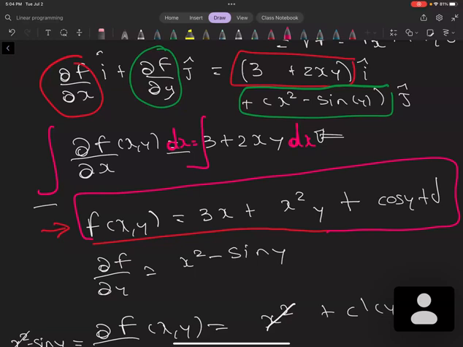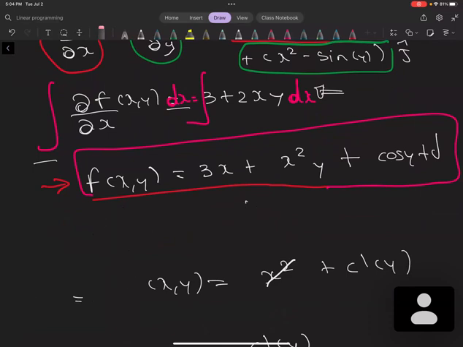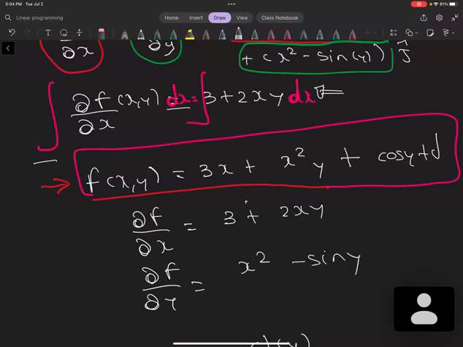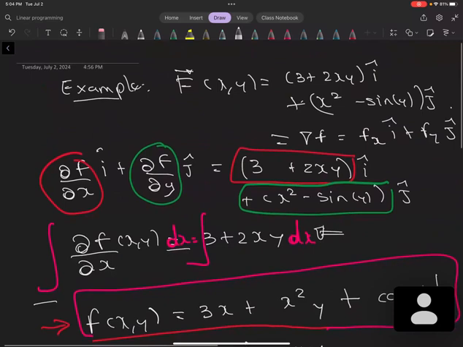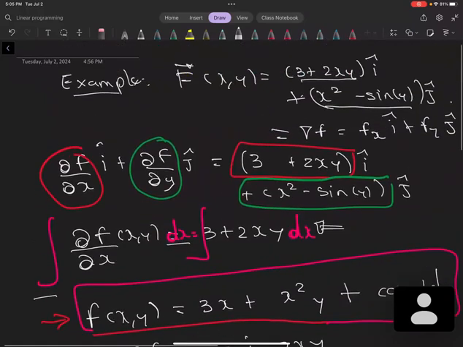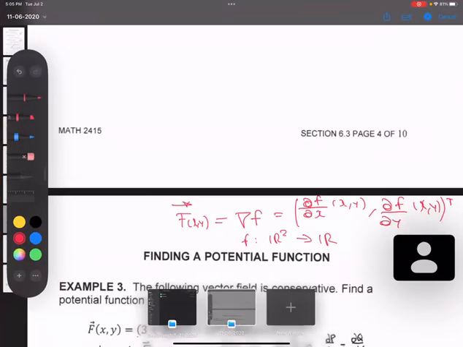And you can check it. You want to check it? Let's check it. I know, I'm tired, but I'm not lazy. Let's do it. So the derivative of f with respect to x equals 3 plus 2xy, and the derivative of f with respect to y is x squared minus sin of y. As we wanted, okay? Because this is exactly the vector field: 3 plus 2xy, x squared minus sin y. Yeah, correct.